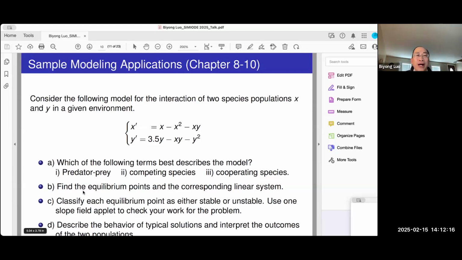So for part B, they will usually ask students to find, this is a typical ODE problem, the critical points and the corresponding linear system, and then classify each critical point as either stable or unstable, using a slope field applet. I will use one free software and let students choose the best software to check their answer for this problem.